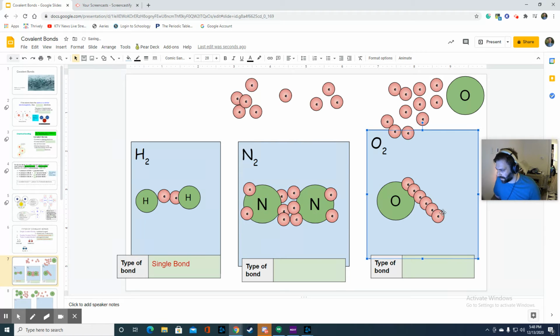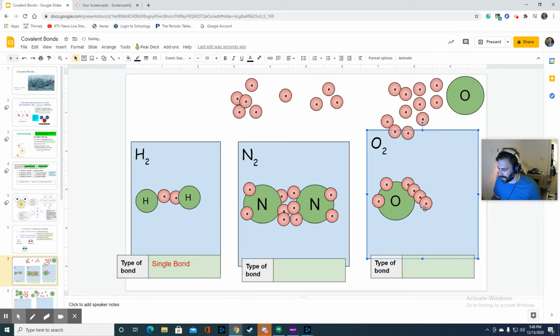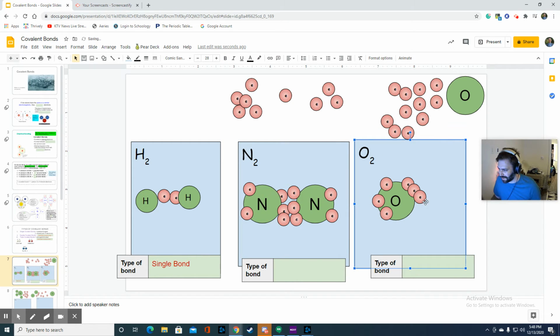I messed up. Make sure that's highlighted when you grab it. I know oxygen has 6 valence electrons. I keep grabbing the background. That might happen to you. Please don't get frustrated. It's happening to me. See, I just did it again. Just try your best on this, okay?